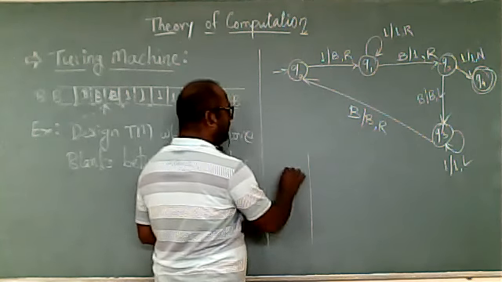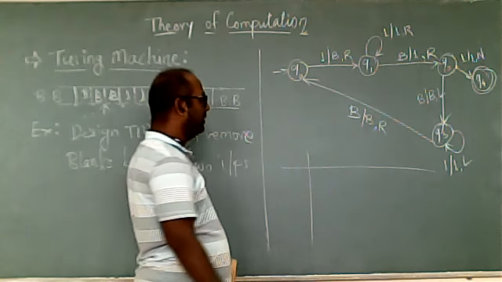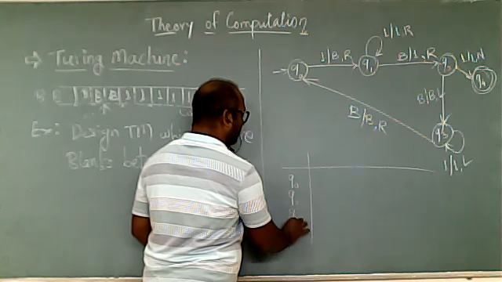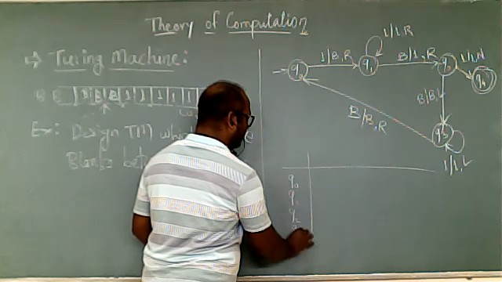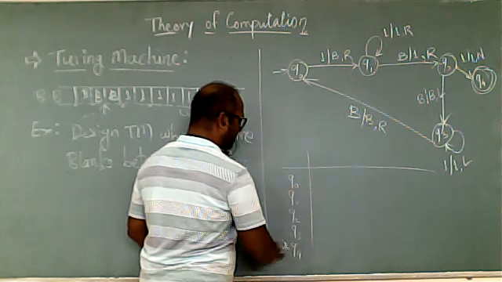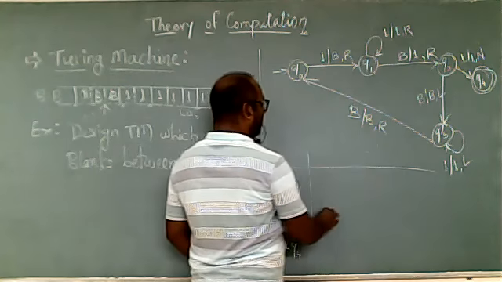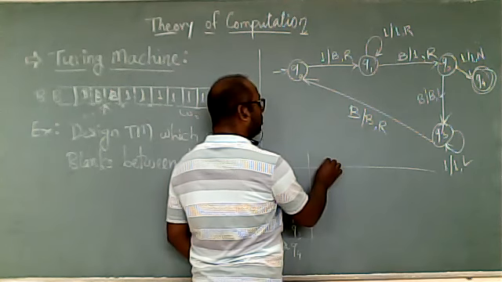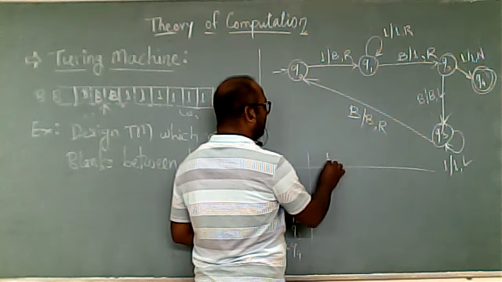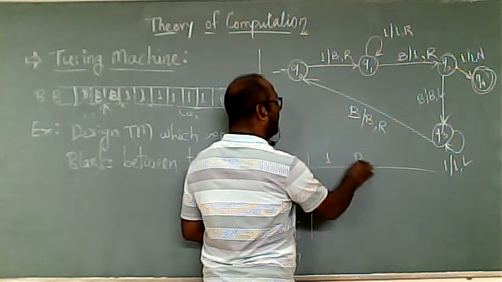Now while writing the transition table, on the left hand side we will write the states: Q0, Q1, Q2 and Q3, and Q4 is your final state. And on the upper side, we will write all the tape symbols. Now tape symbols are 1, which is your input, and blank.